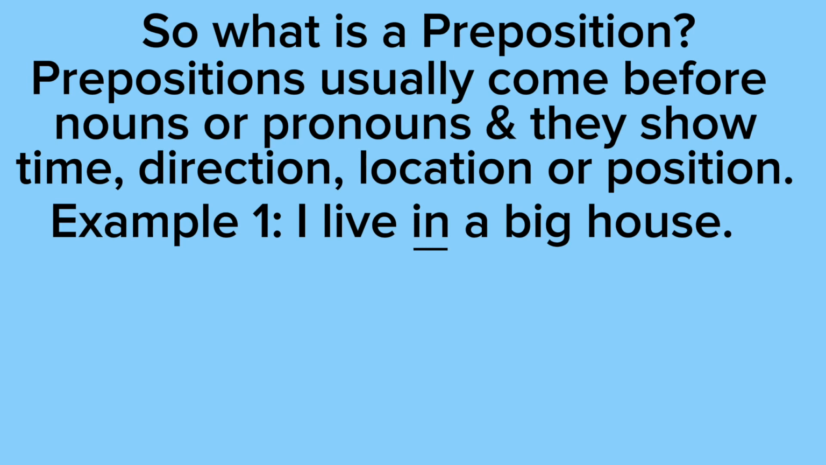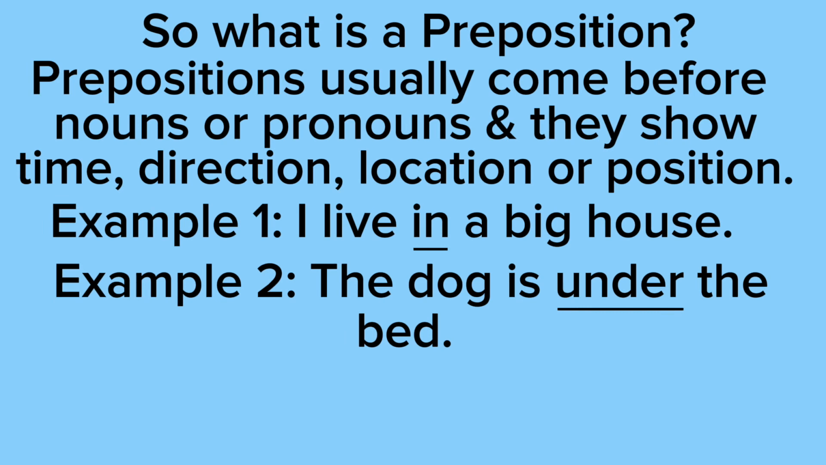Our first example says, I live in a big house. As you can see, in is the preposition because it's letting you know that I live inside the house. Not outside or underneath it, but inside of the house. Our next example says the dog is under the bed. As you can see, under is the preposition because under is giving you more info on the location of the dog. The dog is under the bed, not above the bed, not on the side of the bed. The dog is under the bed.